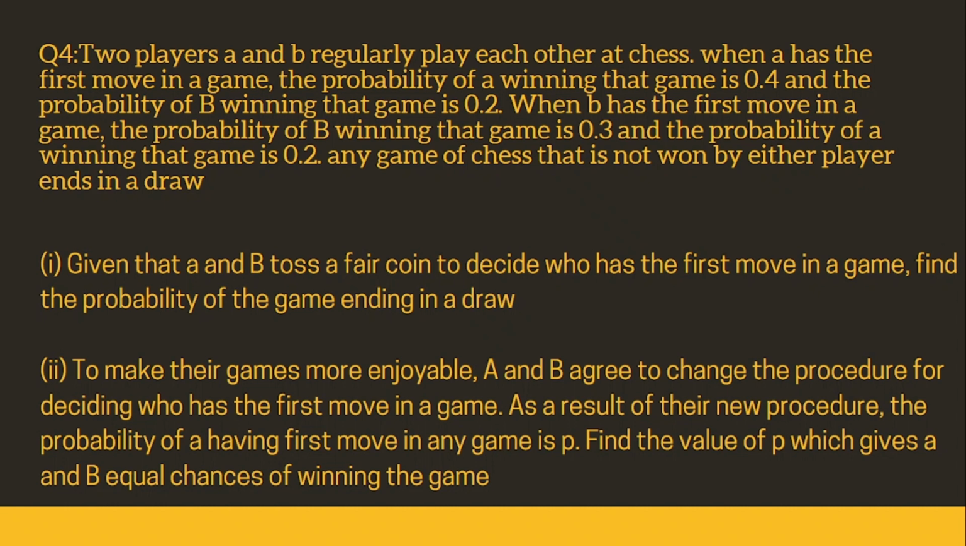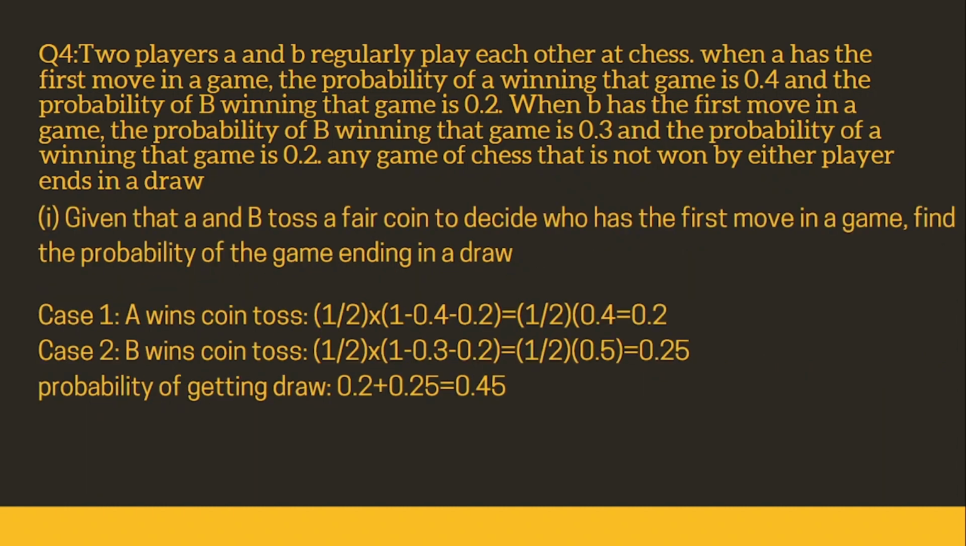So part 1, they want you to find, given that A and B toss a fair coin to decide who has the first move in the game, the probability of the game ending in a draw. Then the second part: in a way to make the game more balanced and more enjoyable, A and B agree to change the procedure for deciding who has the first move in the game. So as a result of the procedure, the probability of A having the first move in any game is p. So find the value of p which gives A and B an equal chance of winning the game.